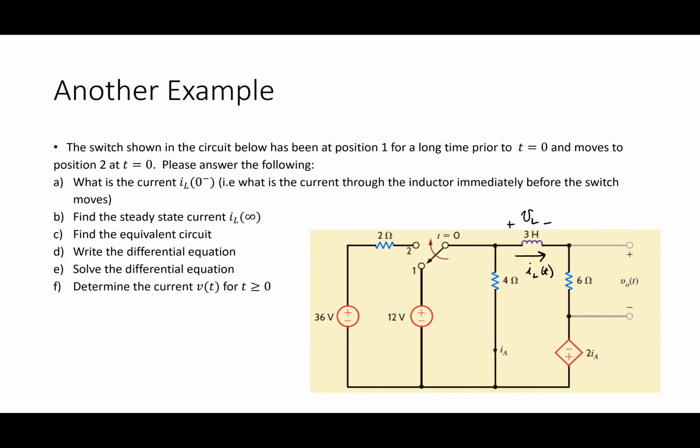It's an ugly looking one, right? I want to figure out IL of t in this particular circuit, IL of t for t greater than or equal to 0. All right, so when I go through those steps, I've written those steps out as basically parts A through F there, right? So part A is my initial condition, IL of 0 minus. So the current before the switches change state. Okay. So what do I do for part A?